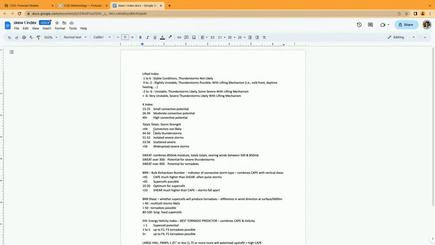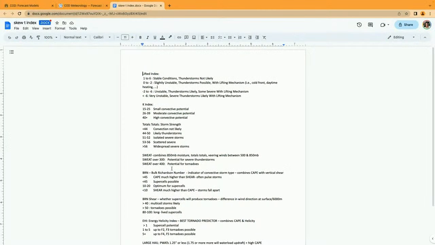So that totals number, thunderstorms are likely. But you can see it really has to be above 50 for totals for severe weather to be likely. So all of these three together so far tell me the atmosphere is a little bit unstable tonight. There's going to be thunderstorms. The potential for severe weather isn't high. So that's what I've realized so far from the Skew-T.